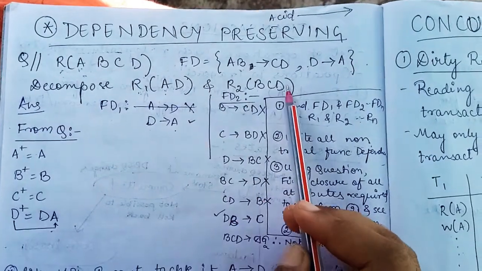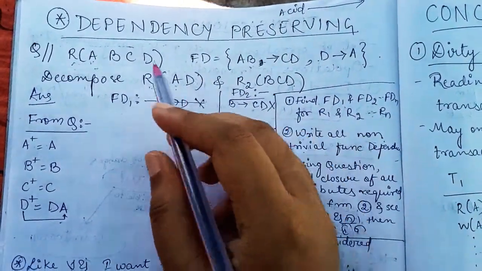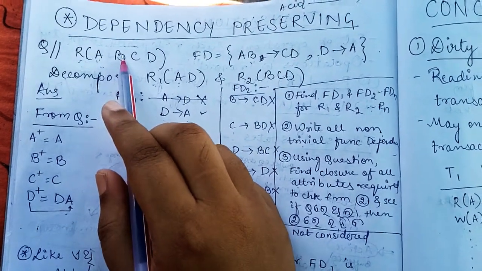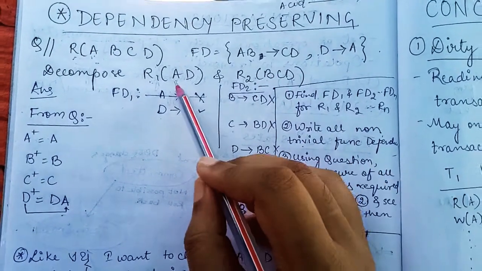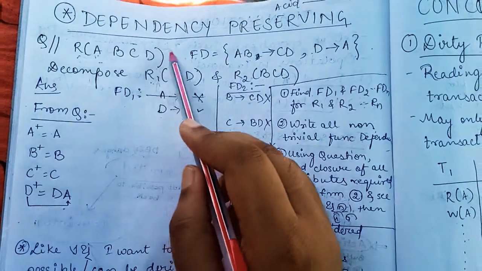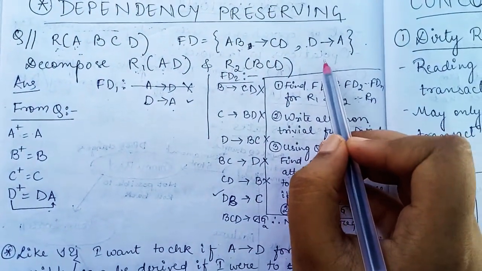So what are the conditions for lossless decomposition? First, their union should give the parent relation from which it has been decomposed. So the union of attributes A, D and B, C, D will give me A, B, C, D, which is equal to the parent. This first condition is satisfied.